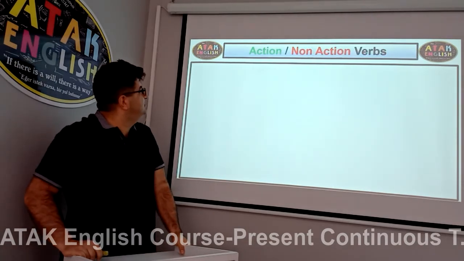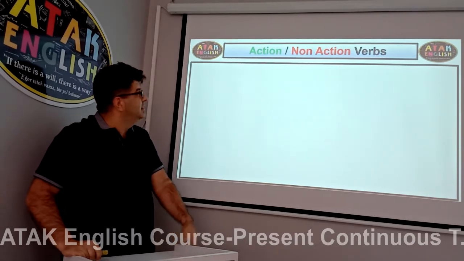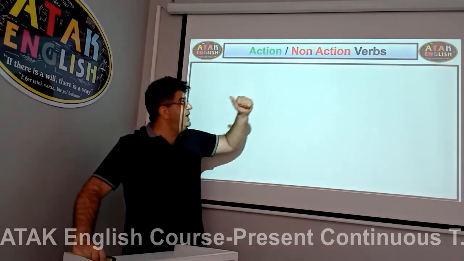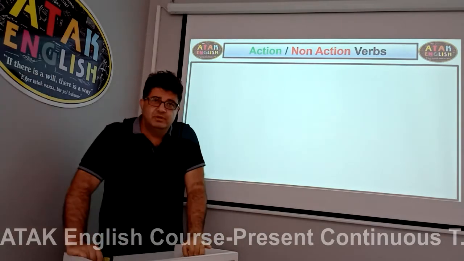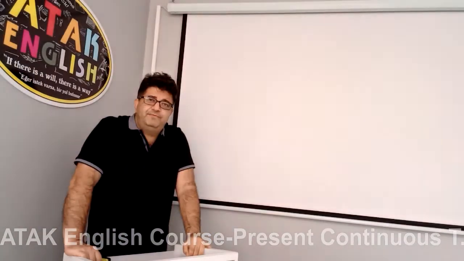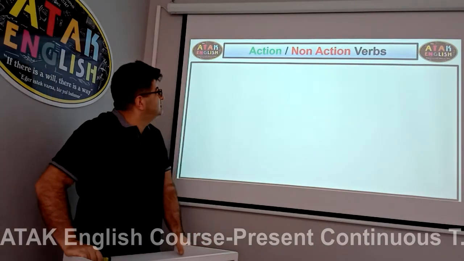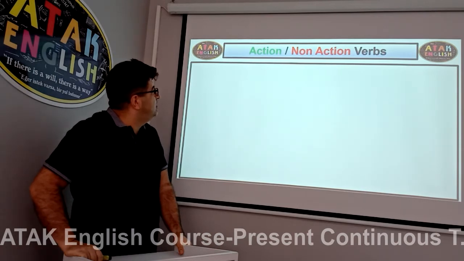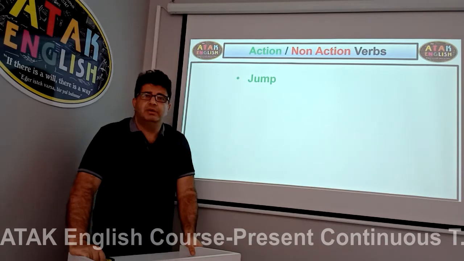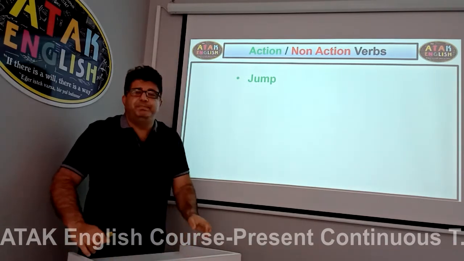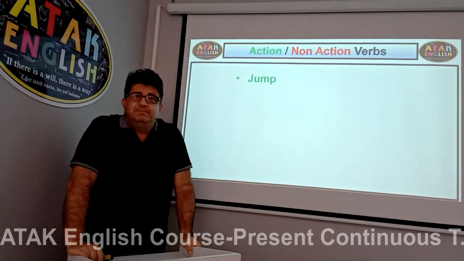Okay, I would also like to mention an important topic, which is action and non-action verbs. Before I talk about the rule, let's try to look at what an action verb and non-action verb is. Jump. Okay, I'm jumping right now. Can you see me that I'm jumping? You can see the action.